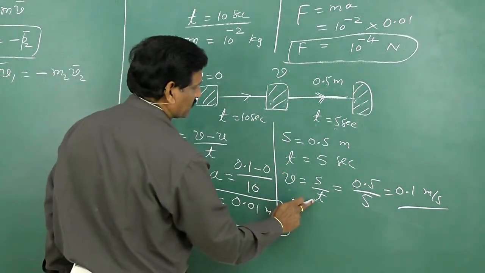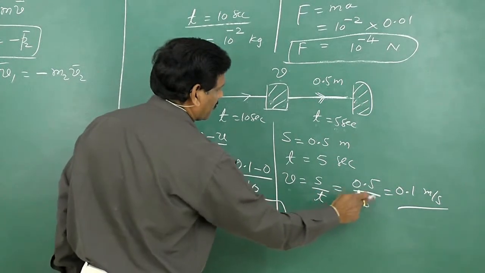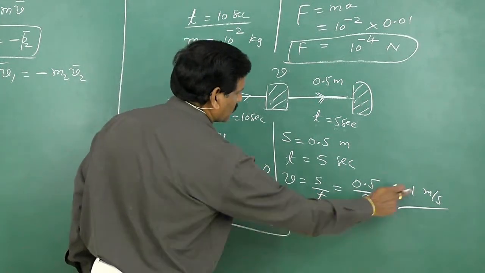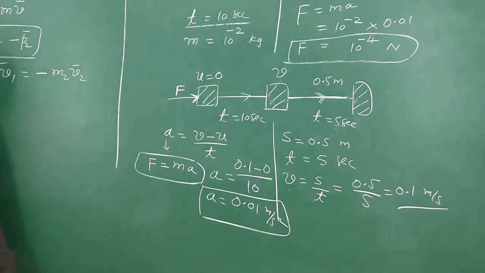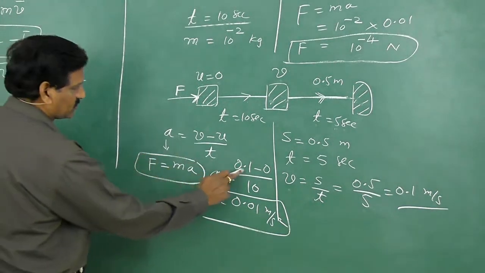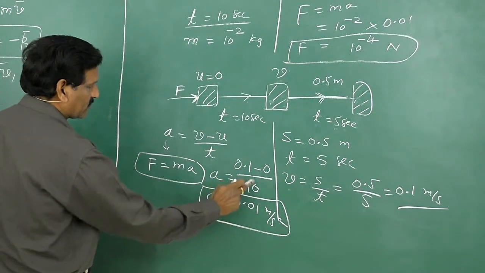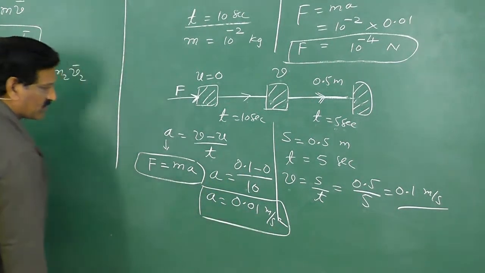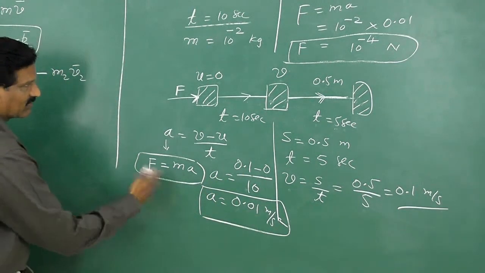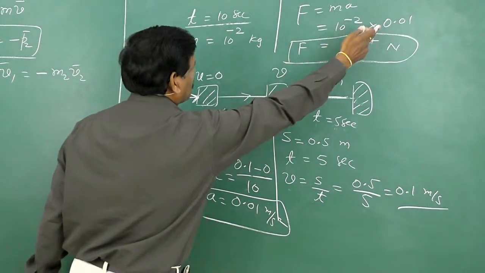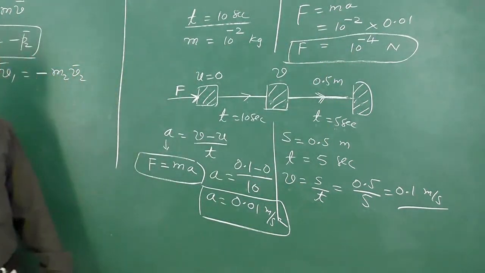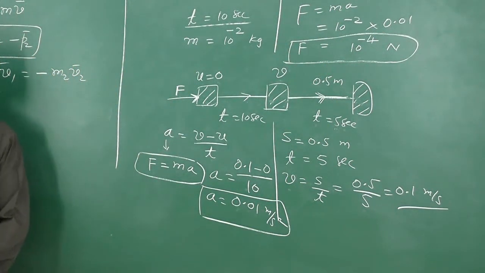So V is equal to S by T. So S is 0.5 meter by 5 seconds. So this is 0.1 meter per second. That is V. Then acceleration is V minus U by T. Here time of travel is 10 seconds. 0.1 by 10, 0.01 meter per second square. Then F is equal to ma, mass into acceleration. So F is equal to 10 power minus 4 Newton.